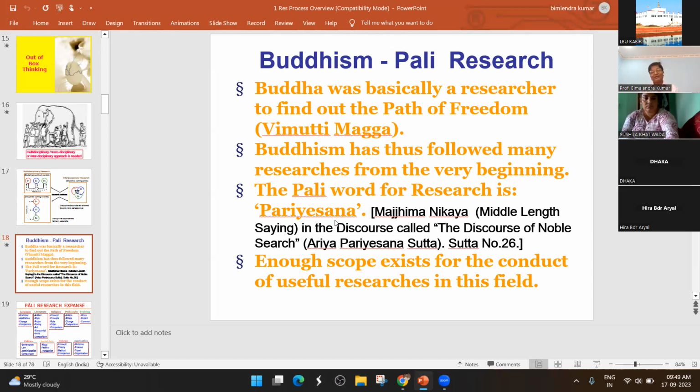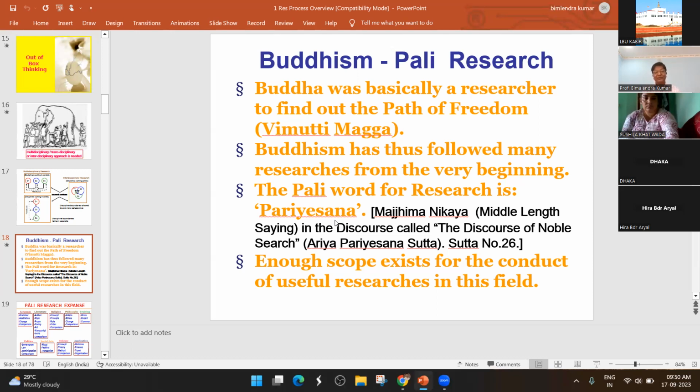The Pali words for research: there are so many words etymologically or equivalent terms related with research available in our Pali, especially in the Ariya Sutta, where we have a text showing how this research is available. In a separate class, we'll discuss how many terms are available in our Pali texts as well as in some of the Sanskrit Buddhist texts also.